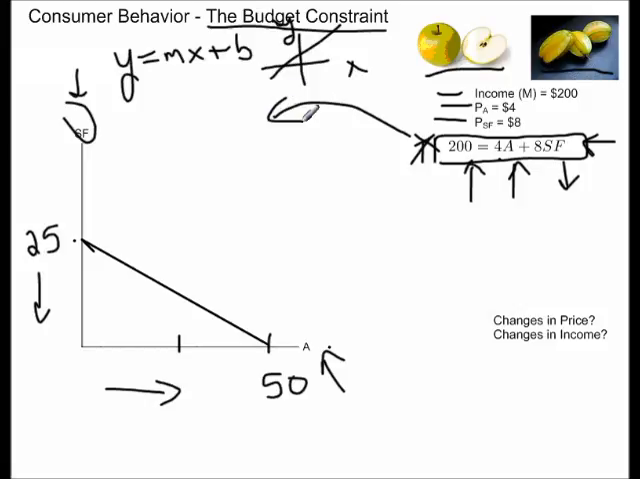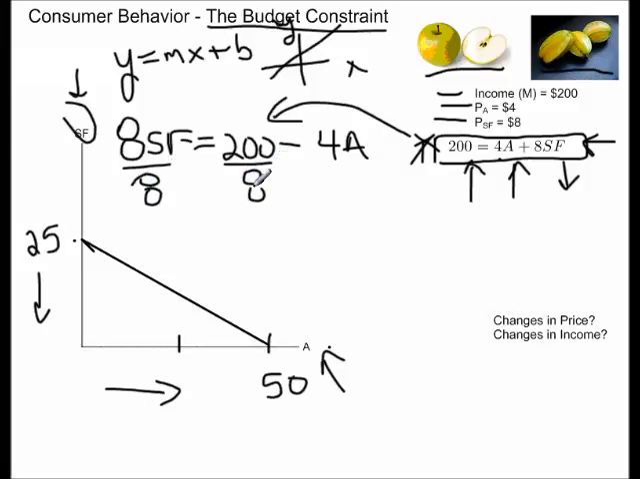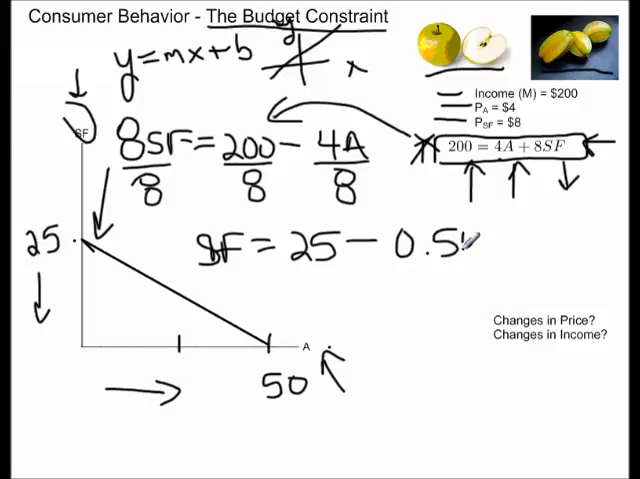Little bit of algebra tells me that I can do 8SF equals 200 minus 4A. Double check in your mind that you could algebraically just rearrange that thing. And then if I divide through by 8, I get an equation to describe this line: SF equals 25 minus 4 divided by 8, 0.5A. That's an equation that describes the budget constraint in this space.